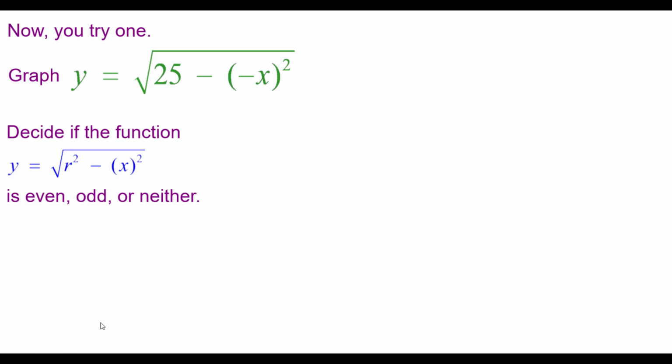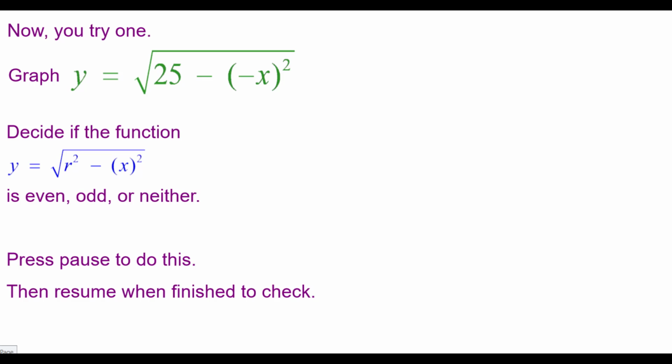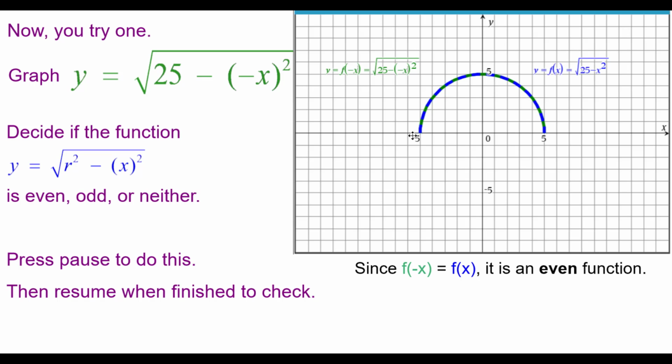Now you try one by hand. Graph y equals the square root of the quantity 25 minus the quantity of the opposite of x squared. Decide if this function right here, the semicircle function, is even, odd, or neither. Press pause to do this and then resume when you're finished to check your answer. And here's the answer. And you'll notice that both of these functions right here are identical. And since f of the opposite of x and f of x are exactly the same for this particular domain, it is an even function.